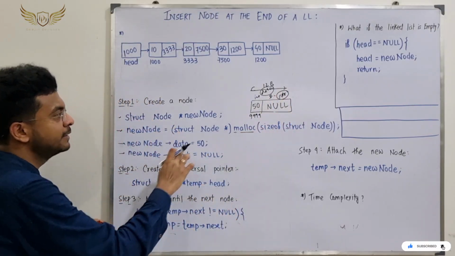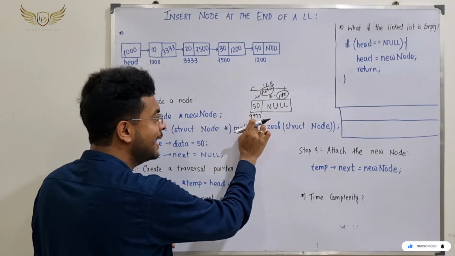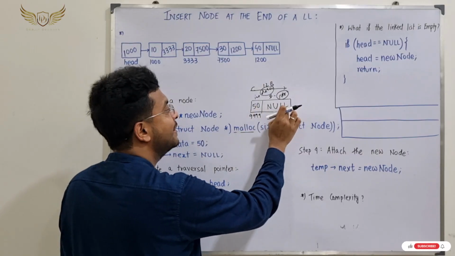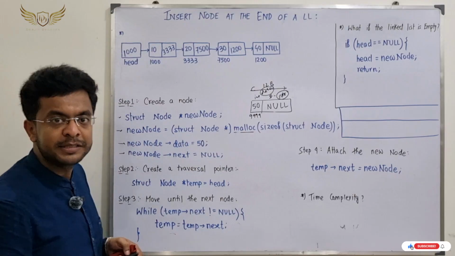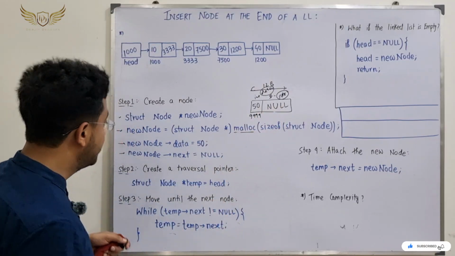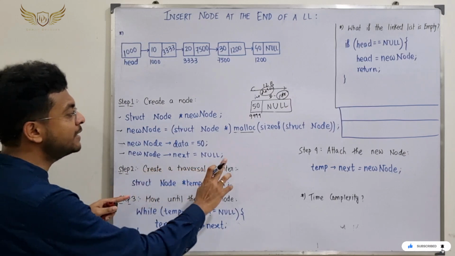Right? So up to this part, this is the picture you have formed. At 9999 memory location, the value of the data is 50 and the address part is having null, because there should be no more node after this. So it should be null. Clear? Now step 2. Create a traversal pointer.